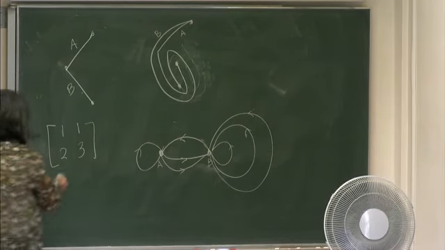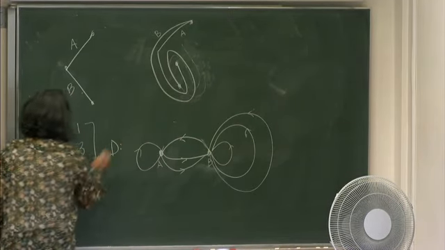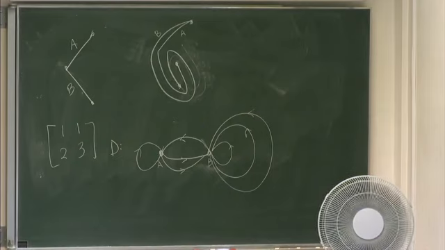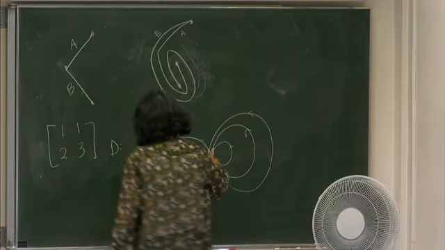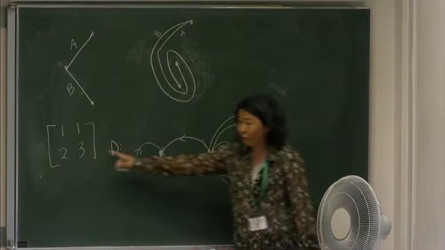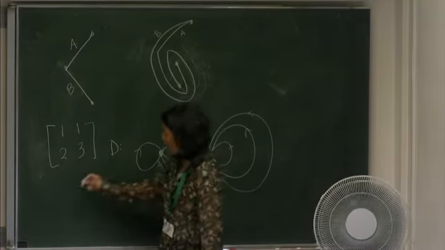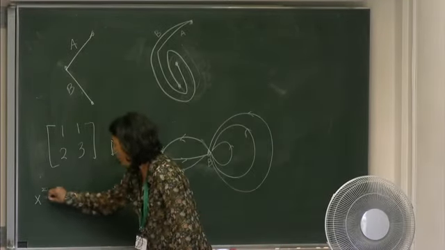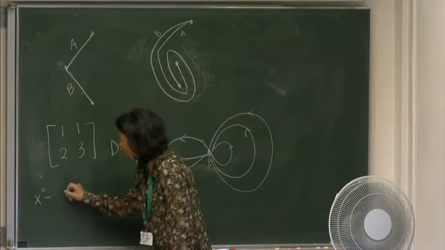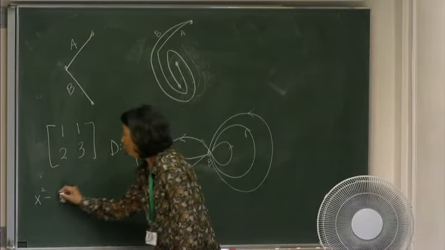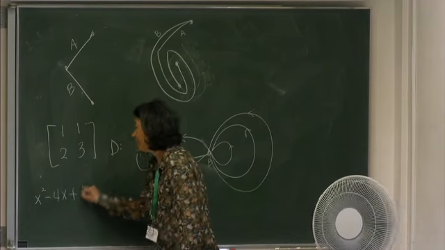Okay, and then so this is the directed graph. And now I'm going to show you how to go from the directed graph to the characteristic polynomial of this thing. So being 2 by 2, it's not hard. It's just x squared, the determinant is 1. The trace is 4, so x squared minus 4x plus 1.